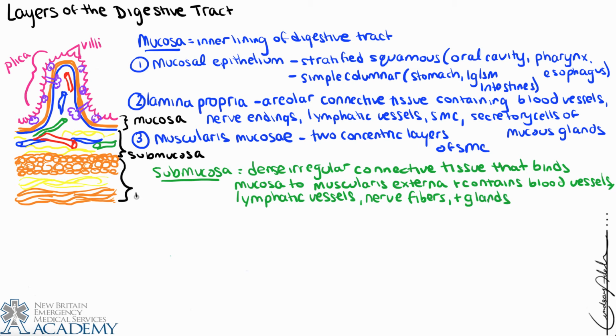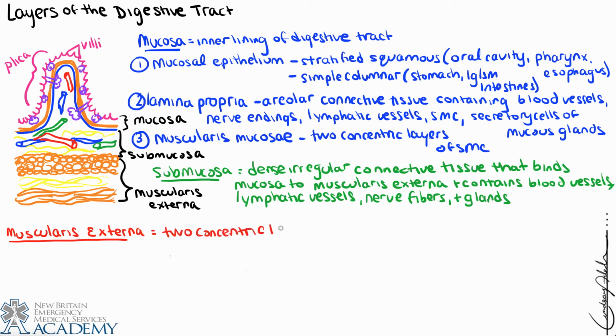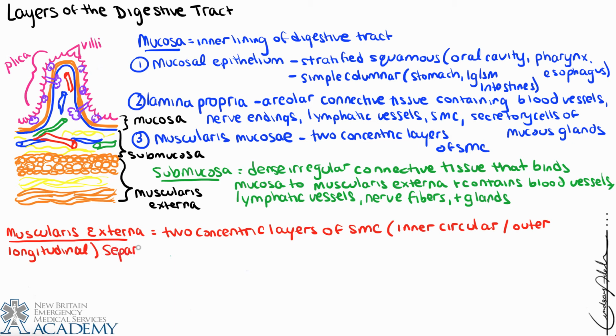Deeper than that is the Muscularis externa, and the Muscularis externa, like the Muscularis mucosae, has two concentric layers of smooth muscle cells, and they're specifically named. There's an inner circular layer, which I've drawn as what looks like a bunch of beads, and then an outer longitudinal layer, which is more flat. These two layers are separated by sensory, motor, and interneurons of what we call the enteric nervous system. The enteric nervous system is the specific nerve fibers that pertain to the digestive tract.